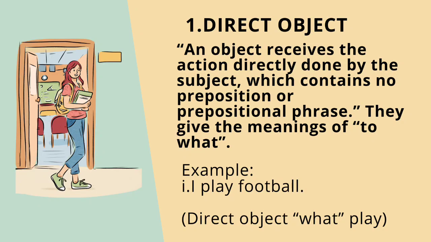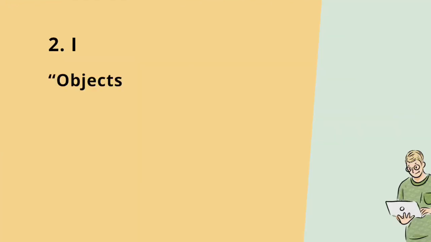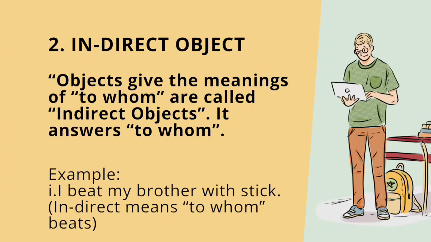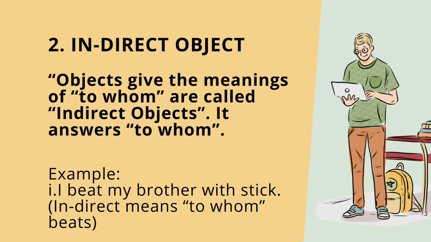So let us discuss another type of object, and that is very sophisticated and very important in the English language while we are going to convert actives into passive voice. So dear students, focus on the second type of object, and that is the indirect object. When we talk about somebody, someone to whom we mean to say, this object gives the meaning to whom, that I call you.